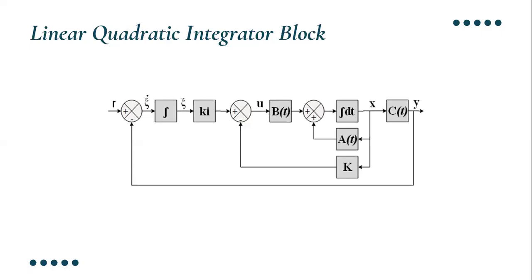When a plant doesn't have an integrator, the steady state error will not be zero. Therefore, it is necessary to add an integrator, or linear quadratic integrator, to the LQR controller between the error signal and the plant, with the aim of producing an error value of zero. The block diagram of the linear quadratic integrator is shown in the figure. Here, we add an integrator to the block diagram.